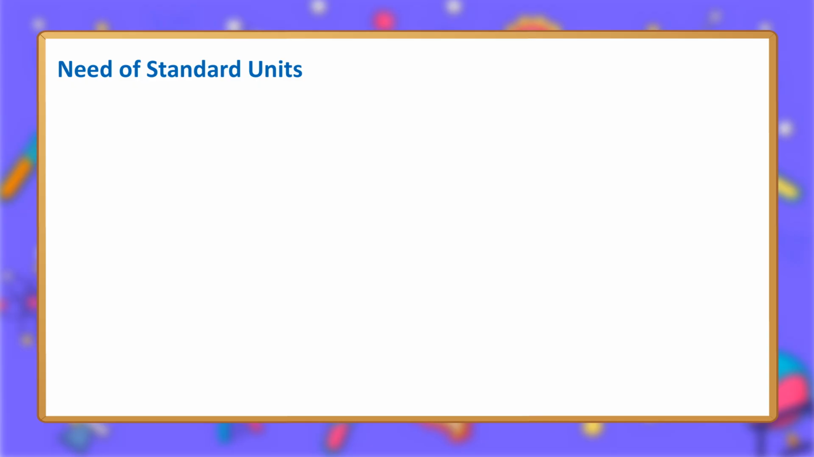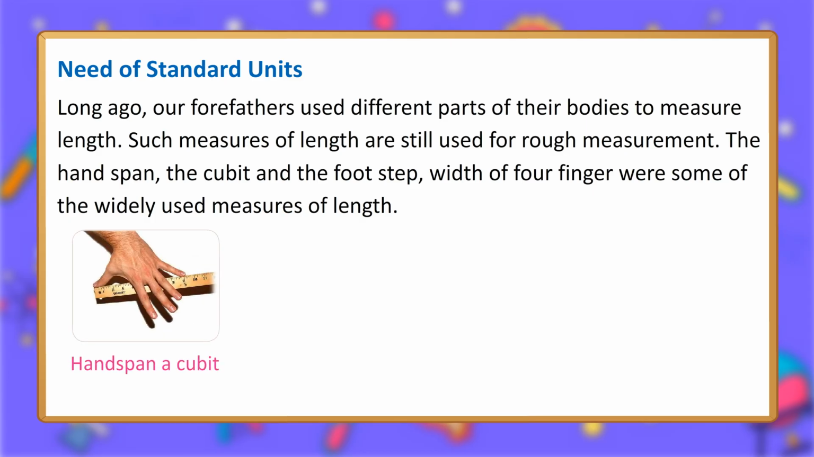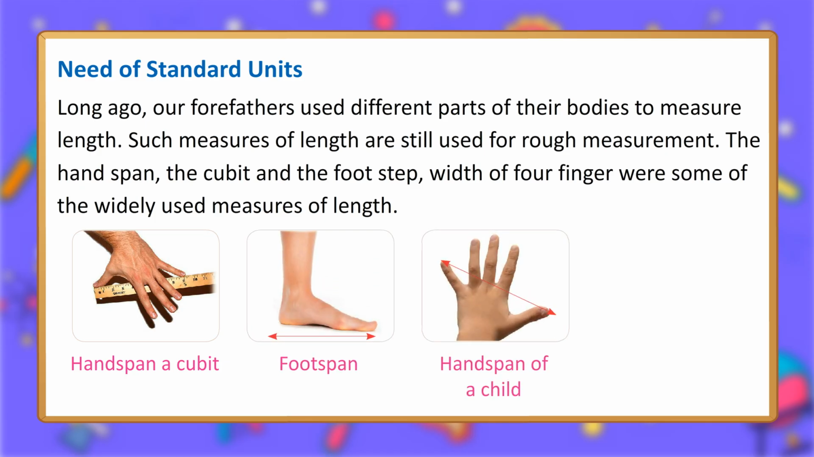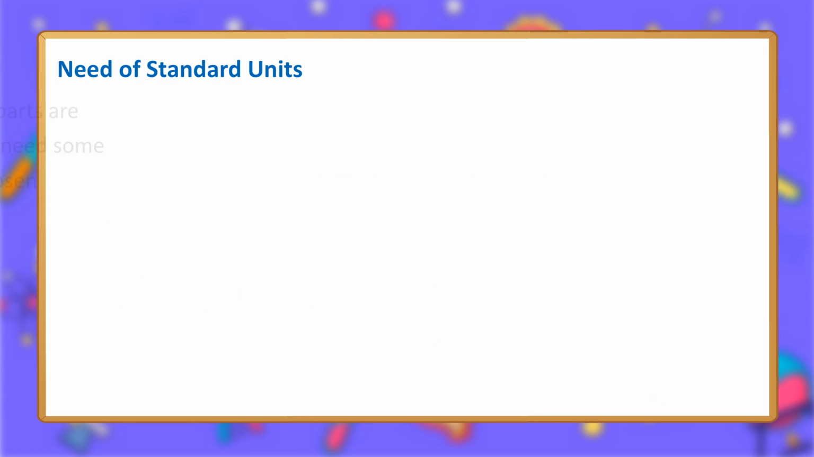Need of standard units. Long ago, our forefathers used different parts of their bodies to measure length. Such measures of length are still used for rough measurement. The hand span, the cubit and the footstep, width of forefinger were some of the widely used measures of length. Hand span or cubit. Foot span. Hand span of a child. Hand span of an adult.